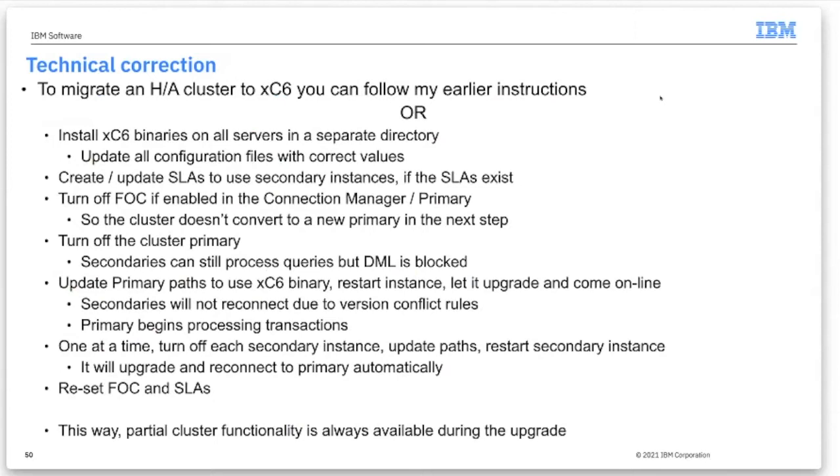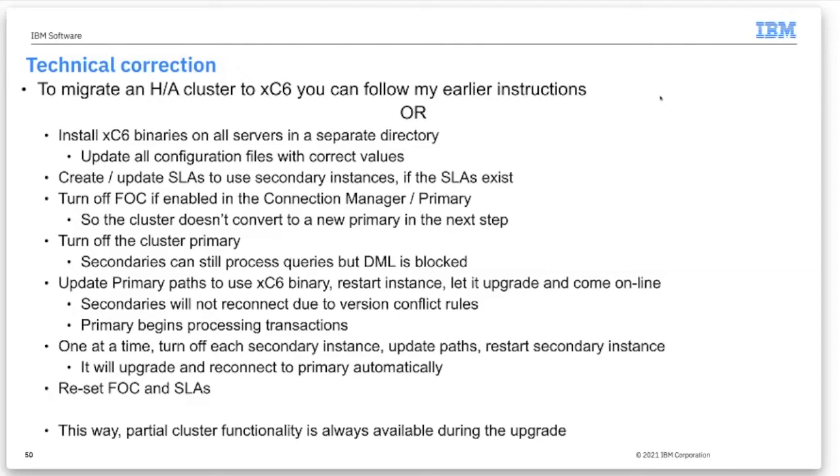So you would start by installing the XC6 binaries on all the servers in a separate directory. You'd upgrade all the configuration files and so forth so that you can easily just switch over to that new directory when you're ready. If you have SLAs through the connection manager, if those SLAs are only pointing at the primary, you will want to update those so they point at the primary and the secondaries. Because at some point, as you're going to see in just a second, the primary will go away. And with the offline secondary conversion, there is a way that we can have partial cluster functionality during this upgrade process. So if you have SLAs, update those.